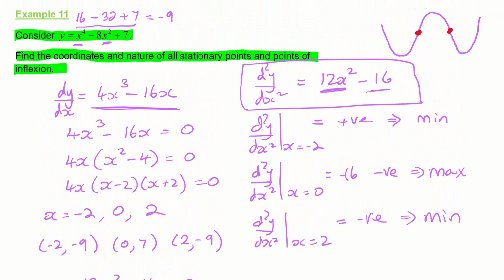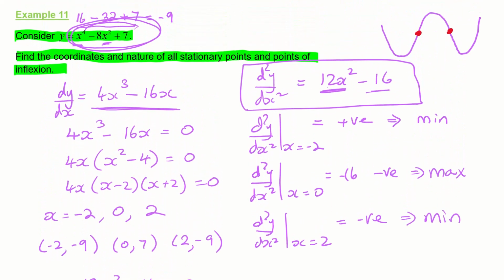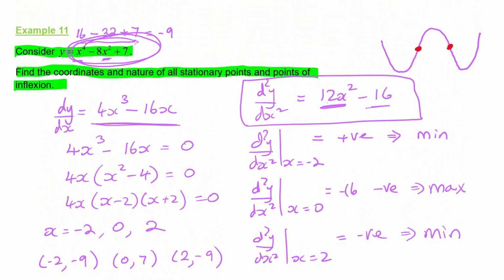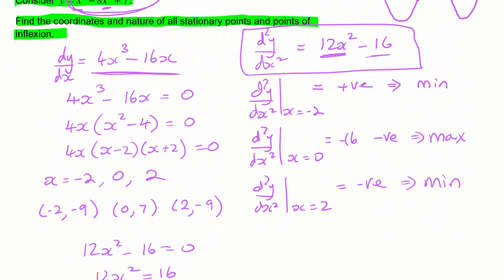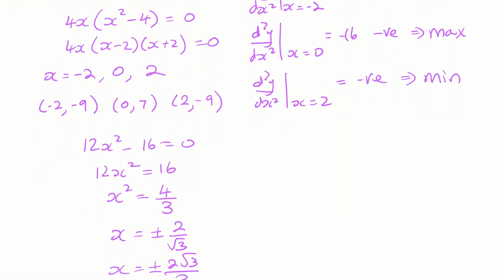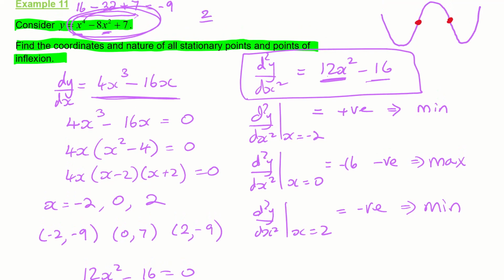To find the corresponding y coordinates, we can substitute back to here. The y coordinate's actually going to be the same because of the x to the 4 and the x squared, so it doesn't matter whether we're substituting in positive or negative. So I might just work with 2 over root 3. And so we've got 2 over root 3 to the power 4, take away 8 times 2 over root 3 squared, plus 7. So that is going to give me 16 on 3.